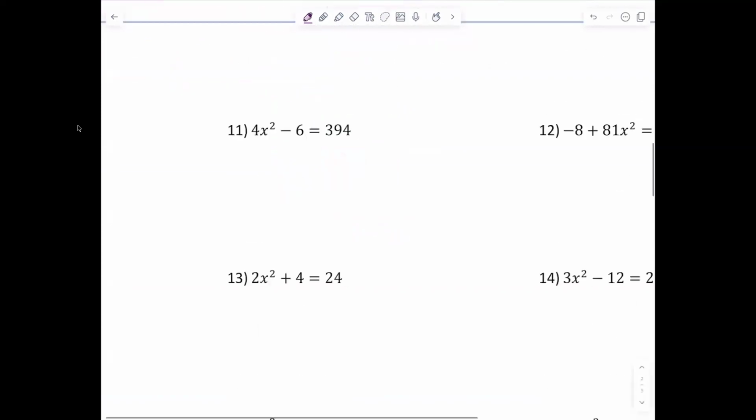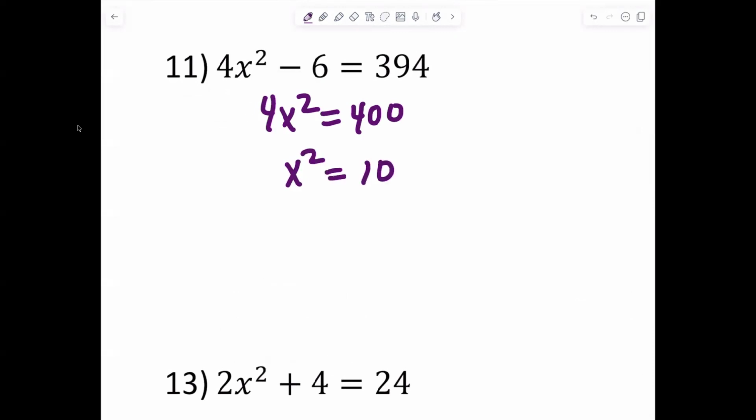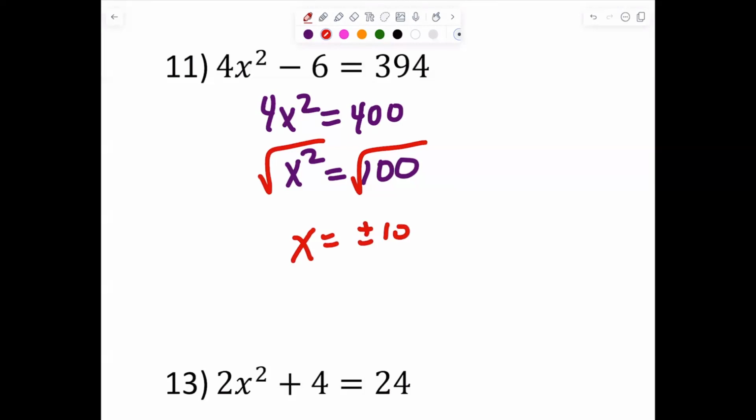All right, let's knock out number 11. What do I have to do first? Add the 6. 4x squared equals 400. Now what? Divide by 4. X squared is equal to 100. Now what? Take the square root. Exactly. So x is equal to what? Plus or minus 10. Perfect. Anybody?